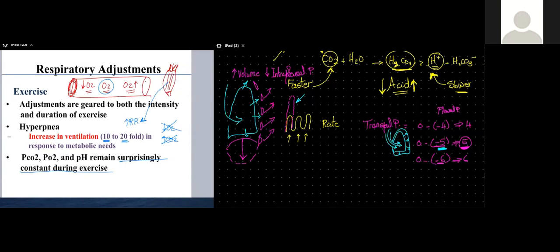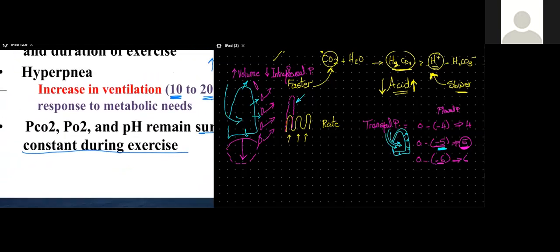So during exercise, again, what's going to happen to the carbon dioxide levels? What's going to happen to the oxygen level? What's going to happen to the pH of the blood? What do you think? They will remain constant. All right, this is a very common true and false question that you might see on the test.